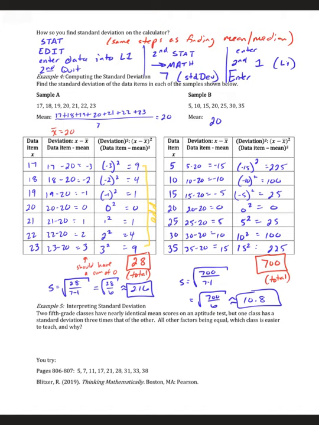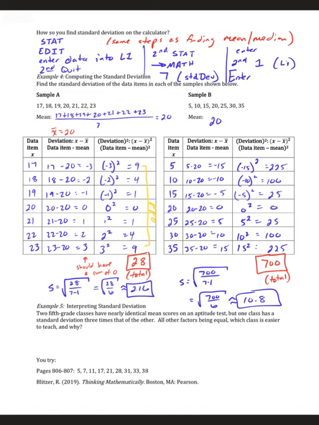All right, example 5, interpreting standard deviation. Two fifth-grade classes have nearly identical mean scores on an aptitude test, but one class has a standard deviation 3 times that of the other. All factors being equal, which class is easier to teach and why? So we need to pause the video, reread the question, give it some thought.